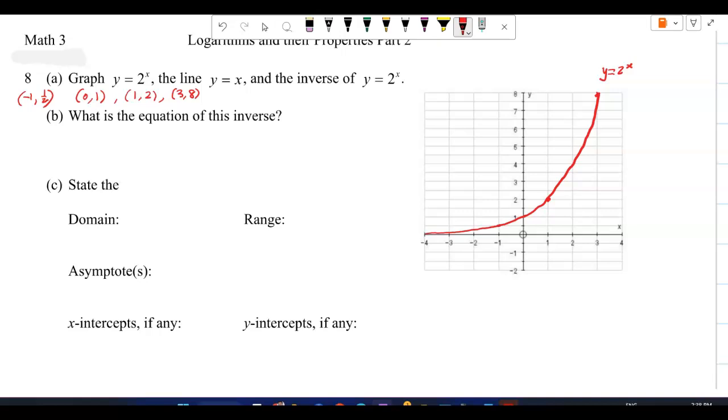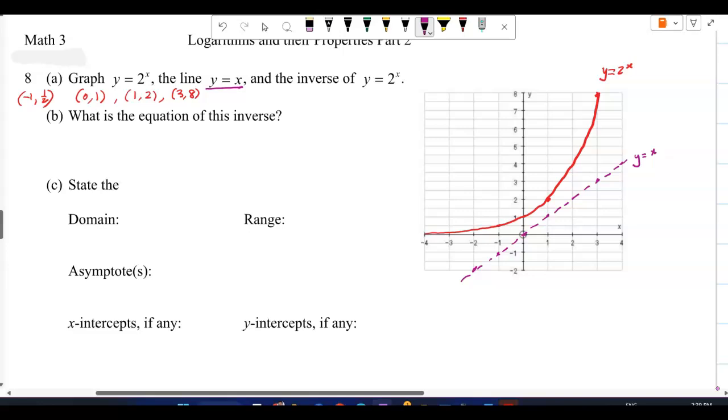Now, how do you draw the y is equal to x graph? It's linear. So 0, 0, 1, 1, 2, 2, 3, 3, 4, 4, and -1, -1, -2, -2. So this is your line y is equal to x. The inverse doesn't necessarily intersect with this. It will be reflected in this. This will act like a mirror. It will reflect it.